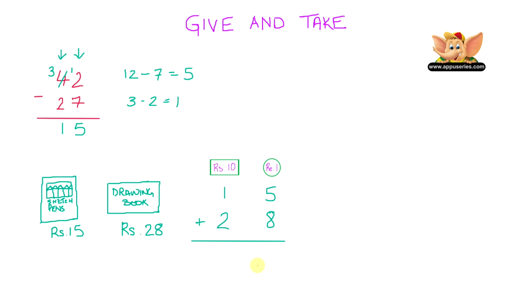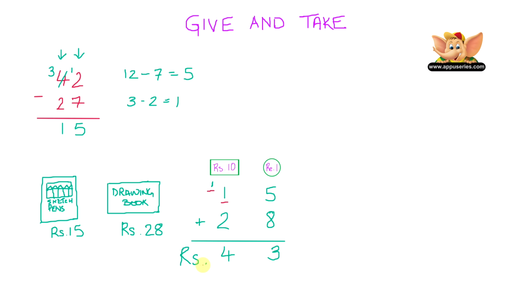Let's do the ones place first. So we look here, we have 5 plus 8, which will give us 13. 13 has 1 10. So let's carry that 1 10 over here to the 10 section. So that's 1 plus 1 is 2, and 2 plus 2 will give you 4. So Priya has to pay 43 rupees to the shopkeeper. Now the problem here is she only has a 50 rupee note. So how much change would she get back?